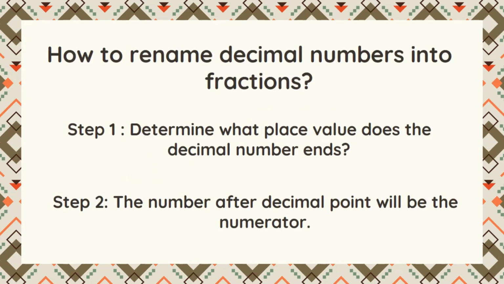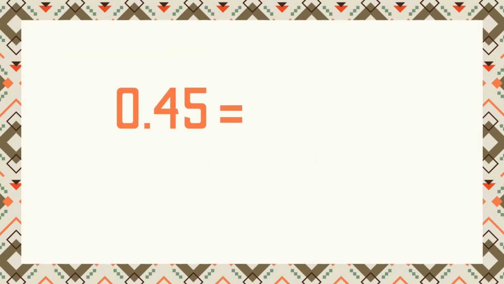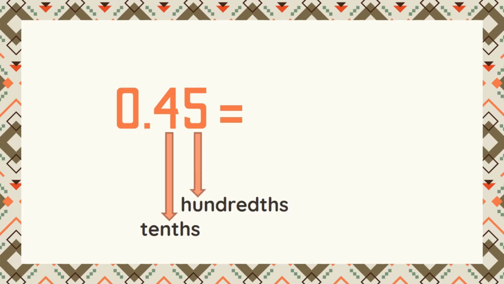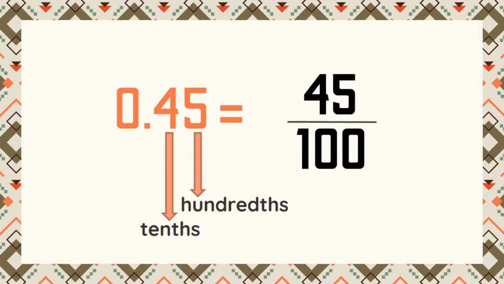How to rename decimal numbers into fractions? Step 1. Determine at what place value the decimal number ends. Step 2. The number after the decimal point will be the numerator. An example is this number. 4 is in the tenths place. 5 is in the hundredths place. This decimal number ends in the hundredths place. Therefore, when we change it to a fraction, the denominator is 100. And then we write 45 as the numerator.